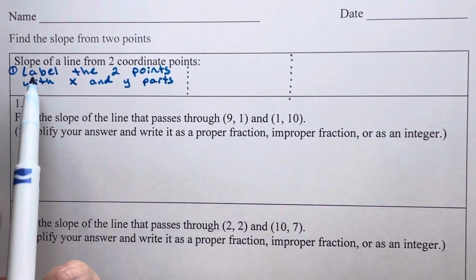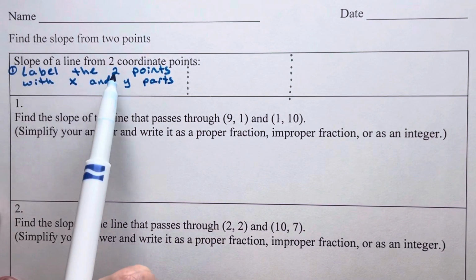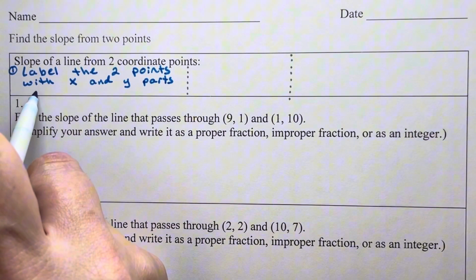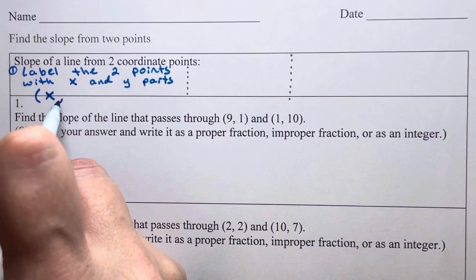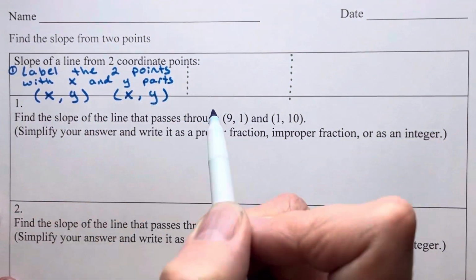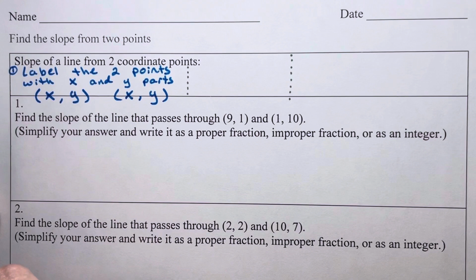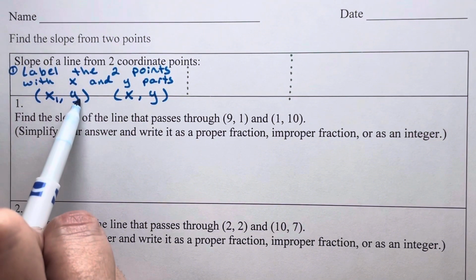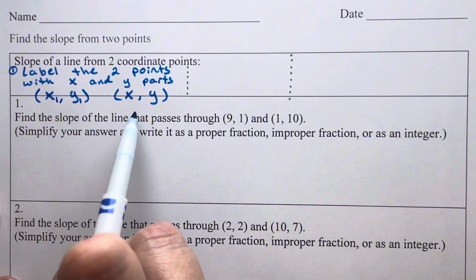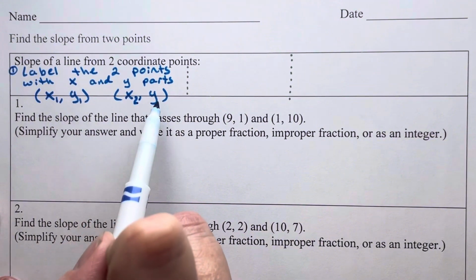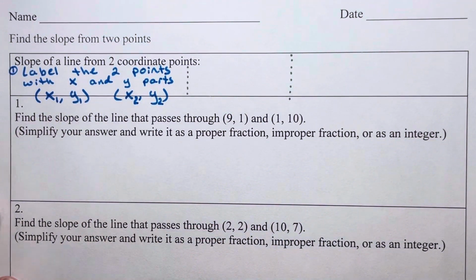The first thing that's going to happen is that we're going to label the 2 points with their x and y parts. What does that look like? Each coordinate point is always x and then y. You can say very simply that the first coordinate point you were given is point 1, so it's x1 and y1. And the second coordinate point that you were given is point 2, with x2 and y2. So this is how you label them.